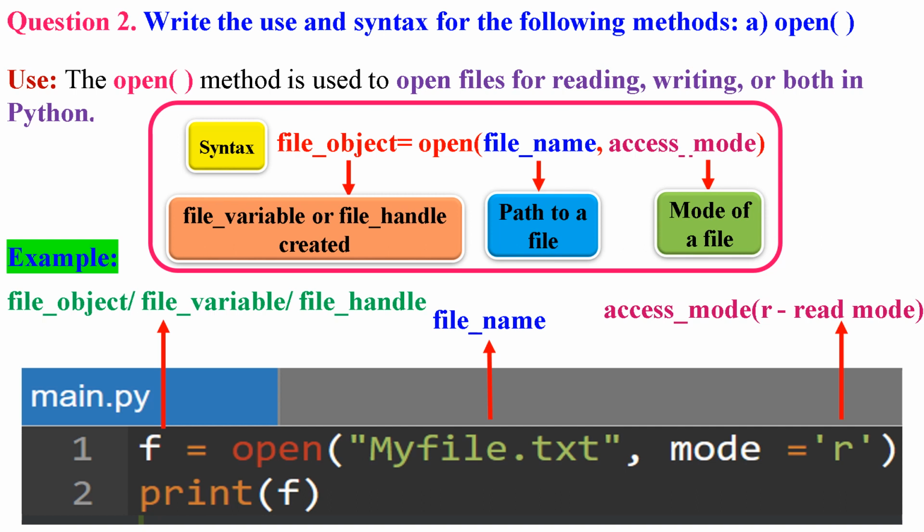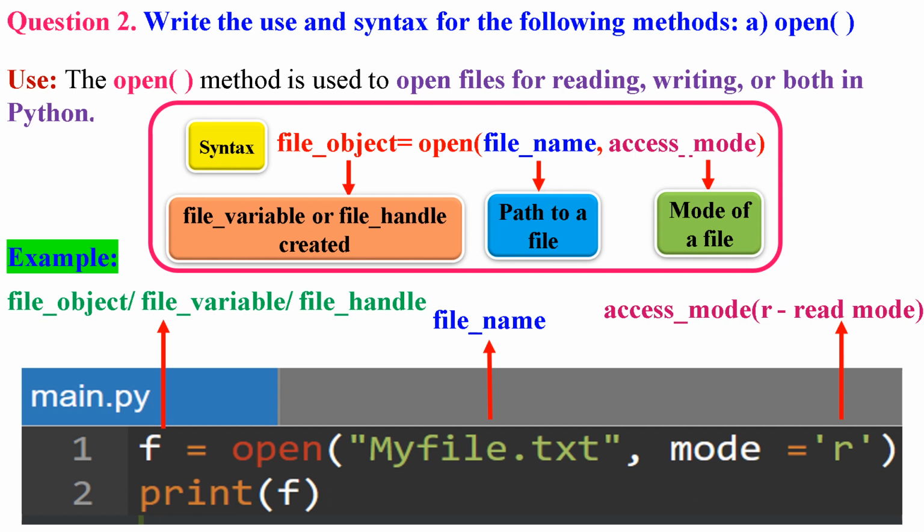The file_object establishes a link between the program and the data file stored in the permanent storage. The access modes define the location of the file pointer, that is, from where the data has to be read and written to the file.